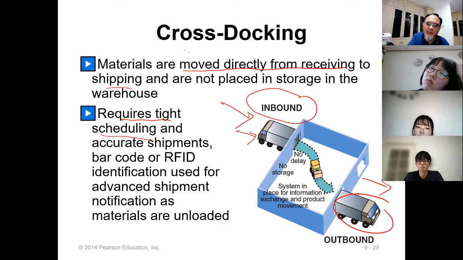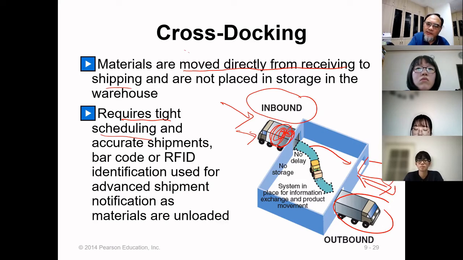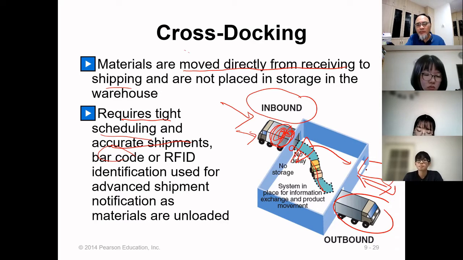And you can actually do outbound. Because in this trailer, they may have different kinds of goods, probably there's another truck here, okay? So probably half of this or some of this will go here, some of it. So they have to break the container content, okay? So that requires tight scheduling, accurate shipments, barcode or RFID identification for advanced shipment notifications as materials are unloaded. So you already know where to ship it out, okay? So it's called cross-docking.